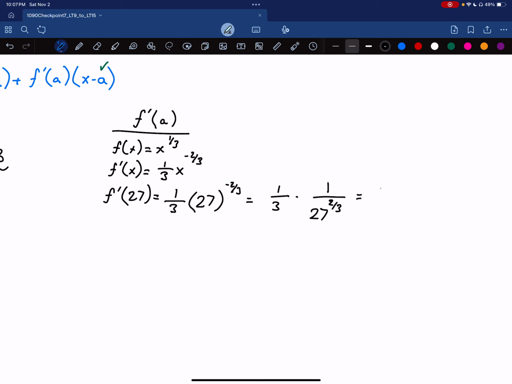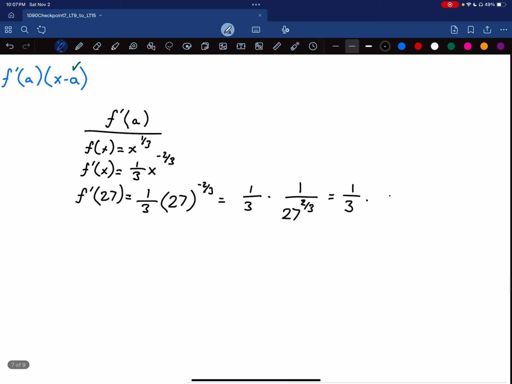So I can also rewrite this as 1/3 times 1 over the cube root of 27 squared. That's what that 2/3 power means. Take the cube root of it and square it. You could also write it as the cube root of 27 squared, which I noticed a few people did on the most recent checkpoint. That means now we have to square 27 and then take a cube root of that, which probably isn't something that's easily available, inside just pulling it out.